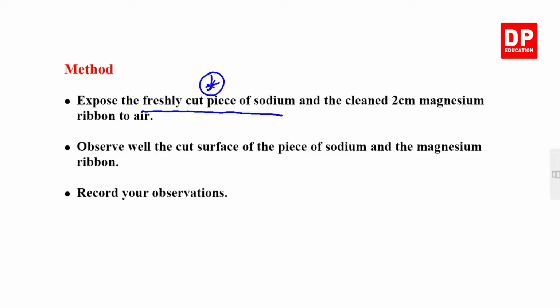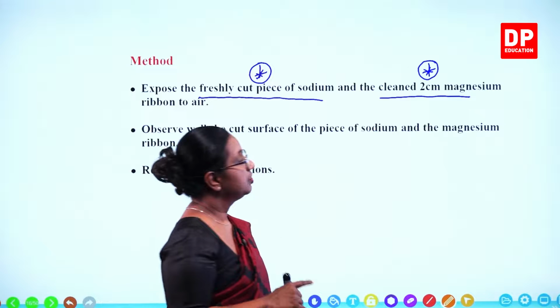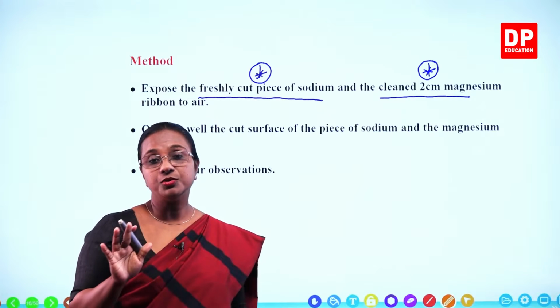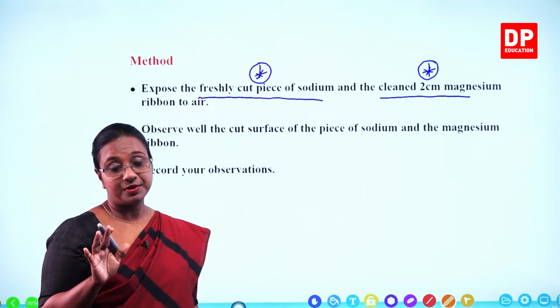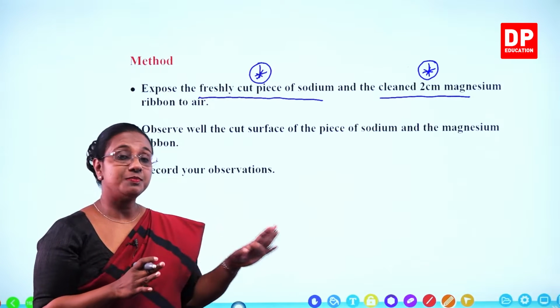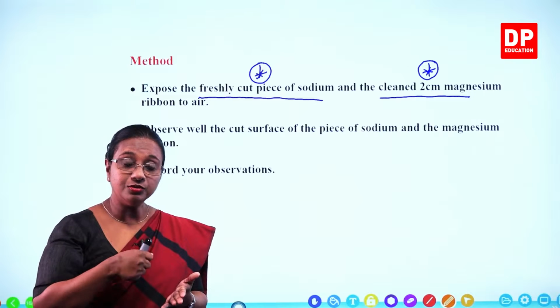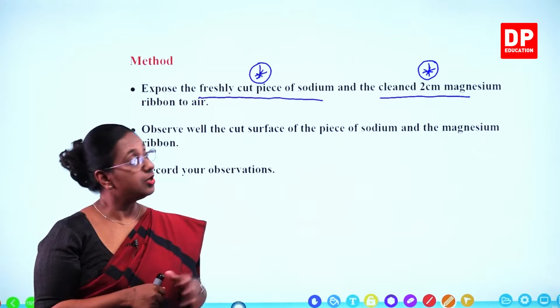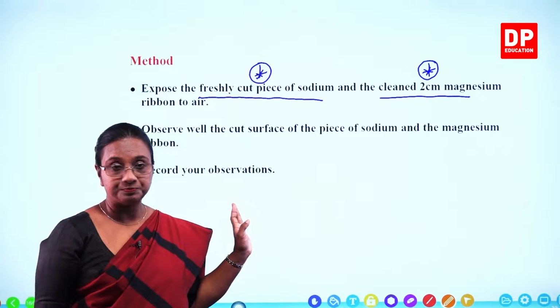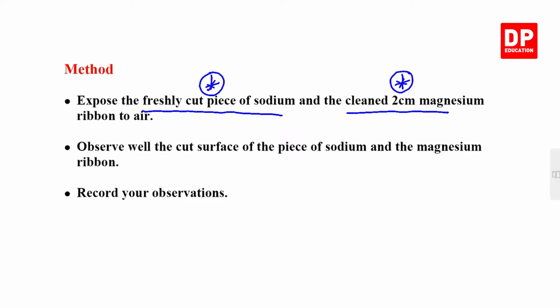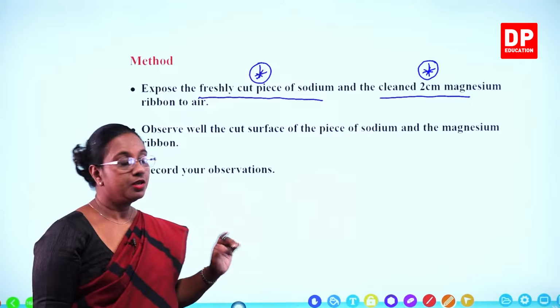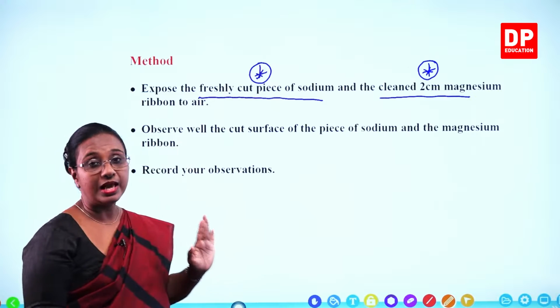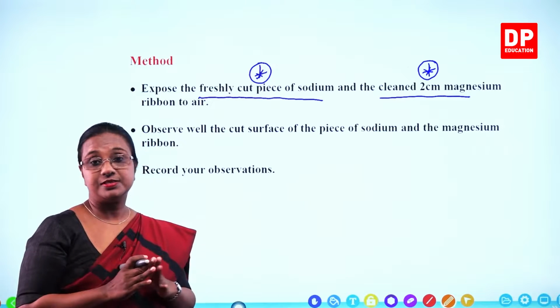At the same time, we need to use a cleaned magnesium strip. To clean the magnesium strip, we all know we need to use sandpaper. You take the magnesium strip that is there in the lab and nicely clean it with sandpaper. So, you observe both of them. Then, observe well the cut surface of the piece of sodium and the magnesium ribbon. Record your observations.